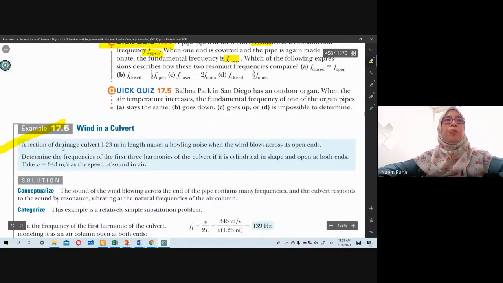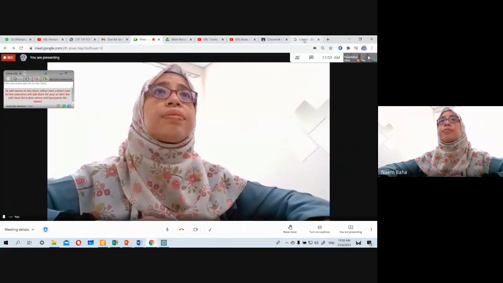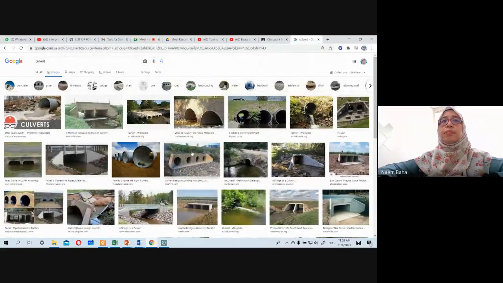All right, example 17.5, wind in culvert. Okay, what is a culvert? A culvert is a drainage. Let's have a look. This is a culvert.